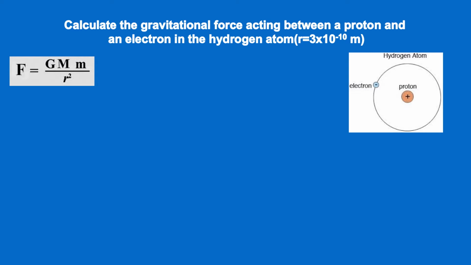So the mass of a proton is 1.6 times 10 to minus 27 kilograms, and an electron is 9.11 times 10 to minus 31 kilograms. The gravitational constant is also given on your formula sheet as well. So this is what we do. We'd substitute our values in. And the gravitational constant, which is given to you, is 6.67 times 10 to the minus 11.